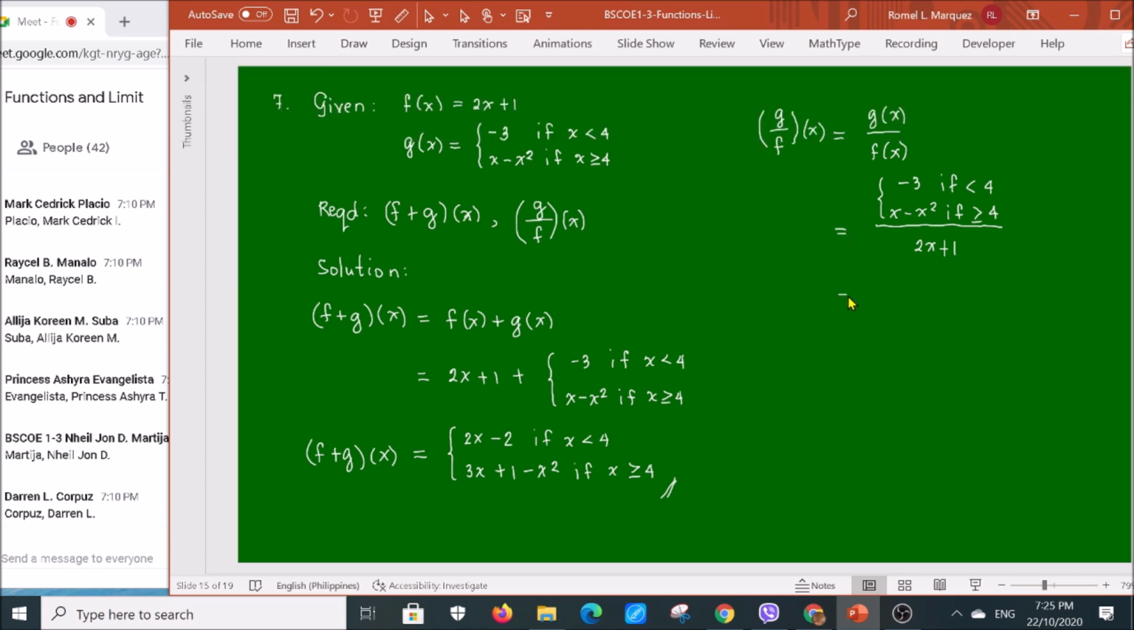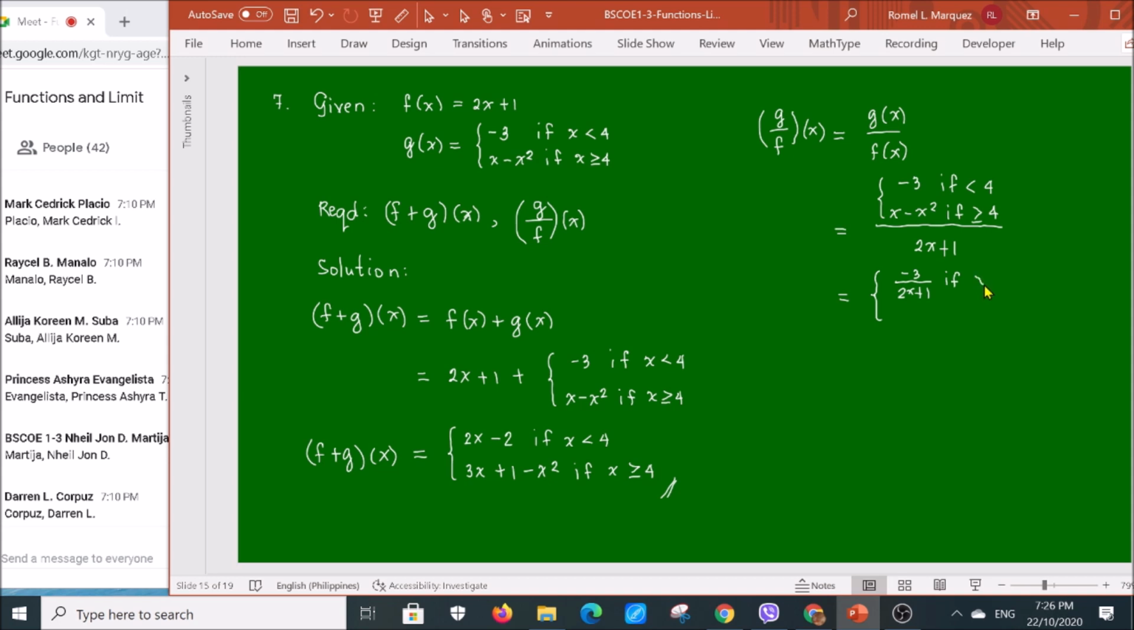So this is equal to piecewisely negative 3 over 2x plus 1. So is that right? Negative 3 over what? That is quotient, negative 3 over 2x plus 1. That is if x is less than 4.